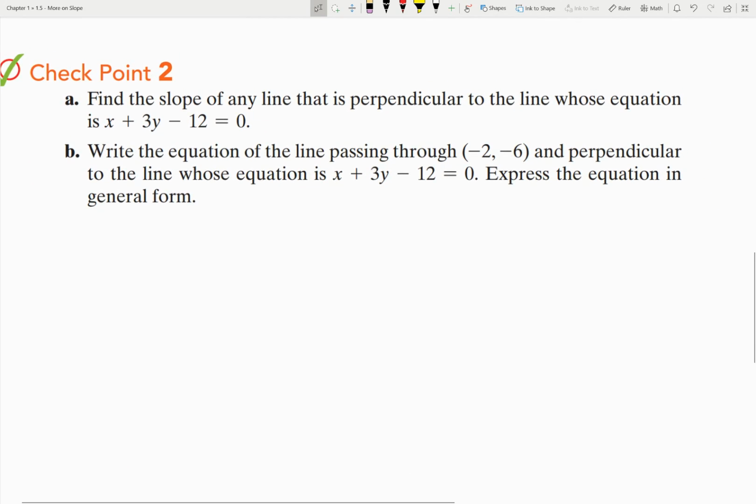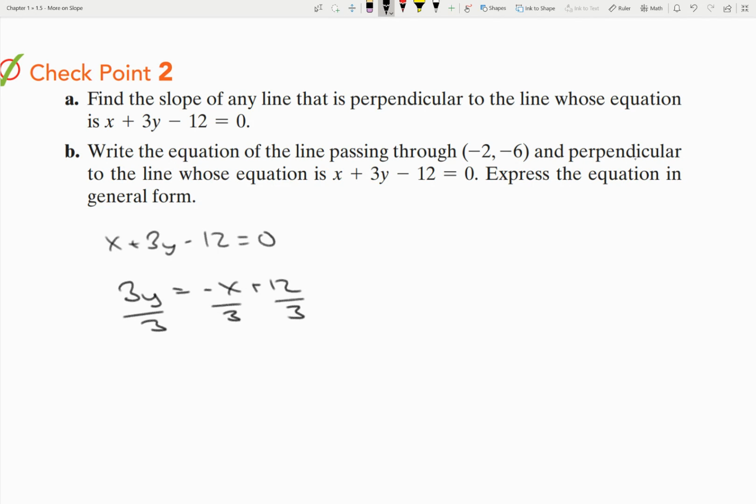Okay, find the slope of a line that's perpendicular to a line, and then write the equation through a different point. So let's do both of these together. So first we need to find our slope. So we have x plus 3y minus 12 is equal to 0. I need to get y by itself, so I'm going to subtract x and add 12 to both sides. Dividing out the 3 gives me y by itself, -1/3 x plus 4. So my new slope is a positive 3, the opposite reciprocal of -1/3.